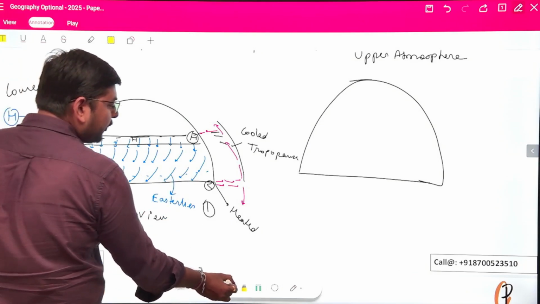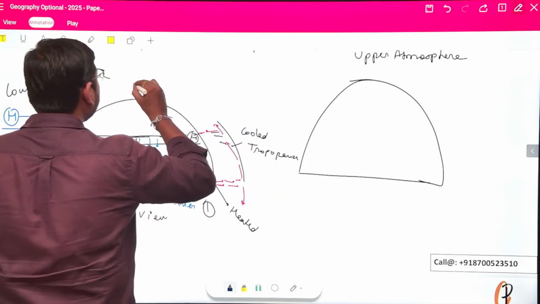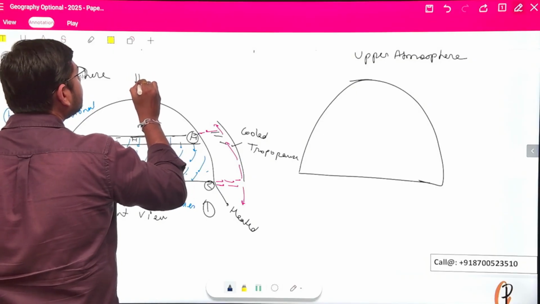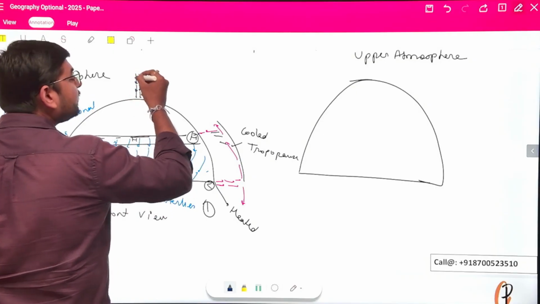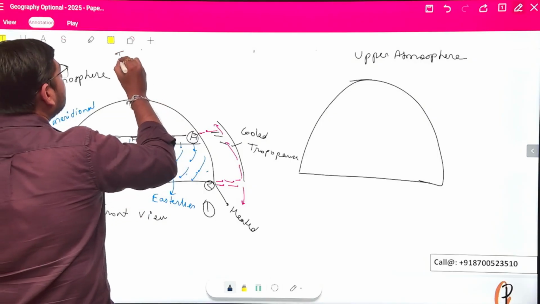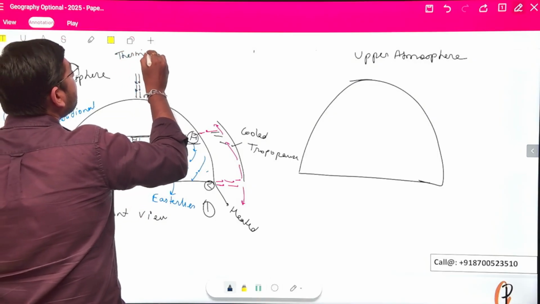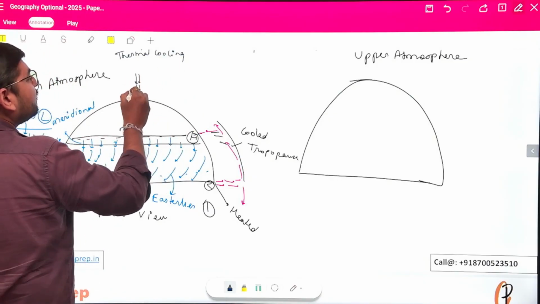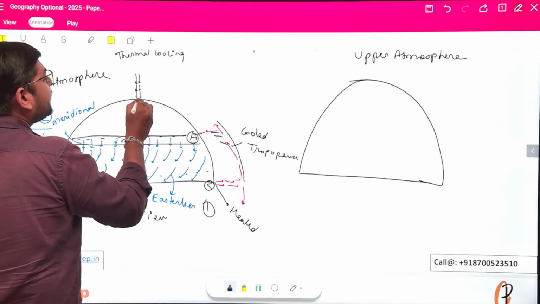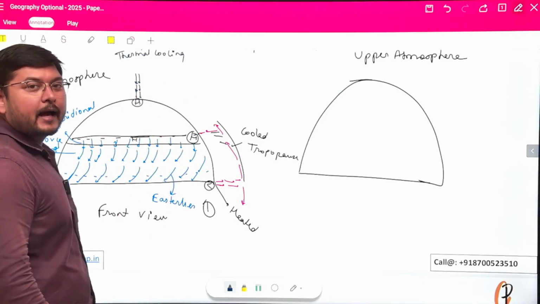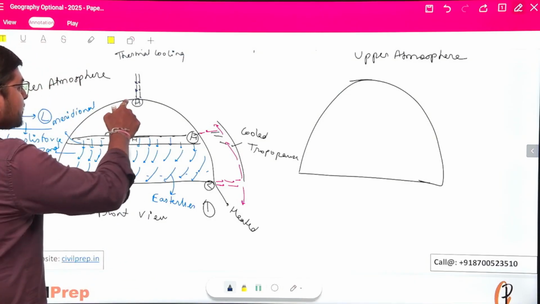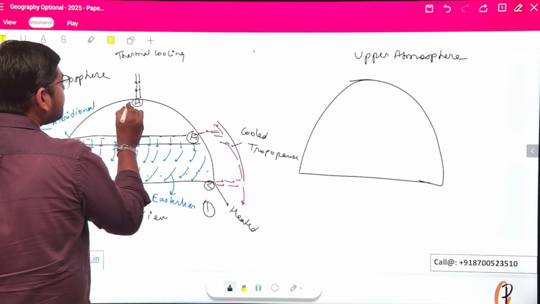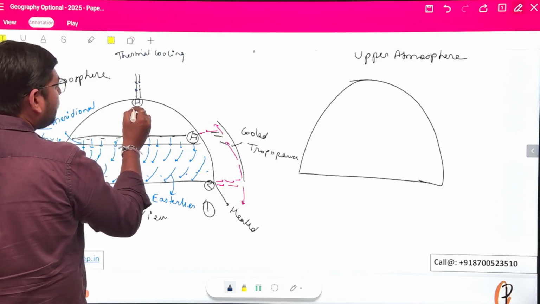But at the same point of time, what we are seeing that near the polar regions, it is very cold. So here, because of thermal cooling, the wind starts to subside and it results into the development of high pressure system. So because of this high pressure system, now what will happen? The winds, they will start to again move from high to low.